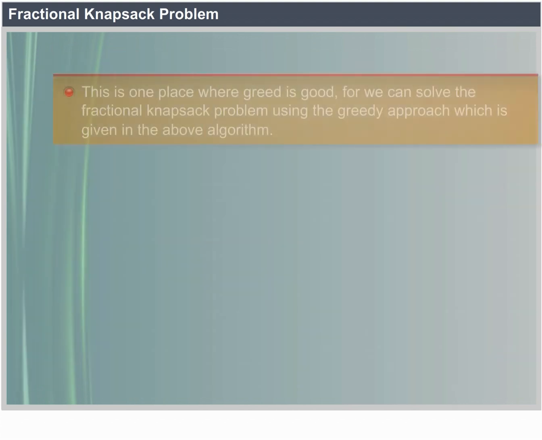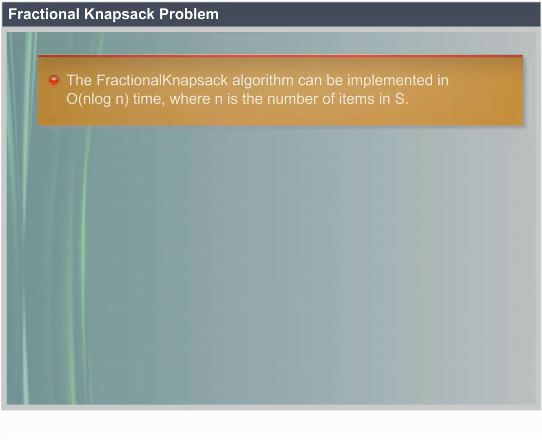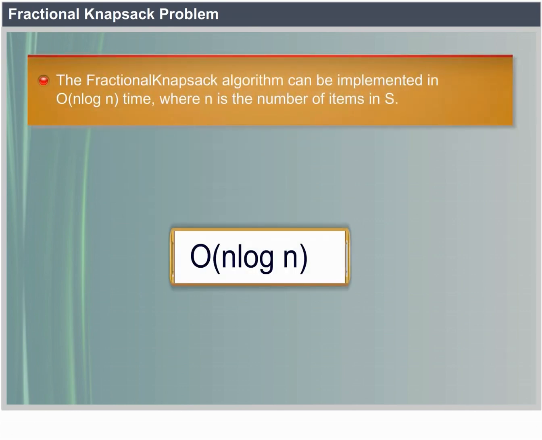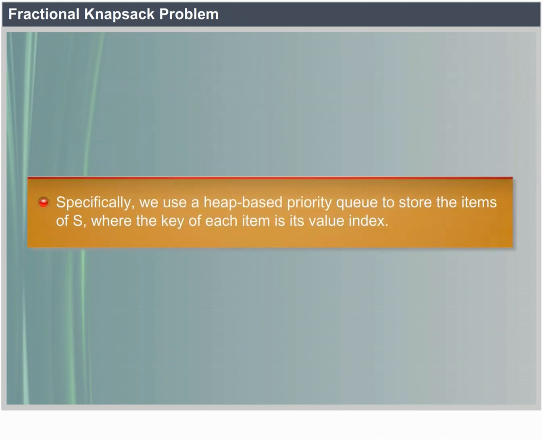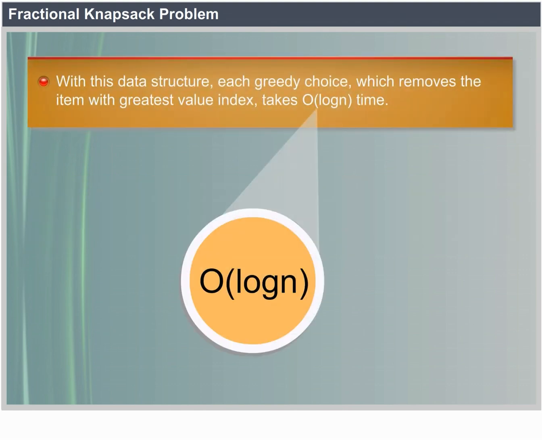This is one place where greed is good, for we can solve the fractional knapsack problem using the greedy approach, which is given in this algorithm. The fractional knapsack algorithm can be implemented in O(n log n) time, where n is the number of items in S. Specifically, we use a heap-based priority queue Q to store the items of S, where the key of each item is its value index. With this data structure, each greedy choice, which removes the item with greatest value index, takes O(log n) time.